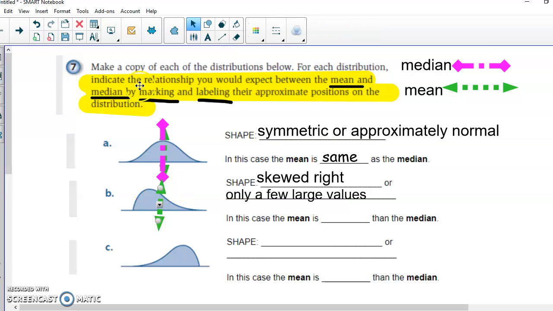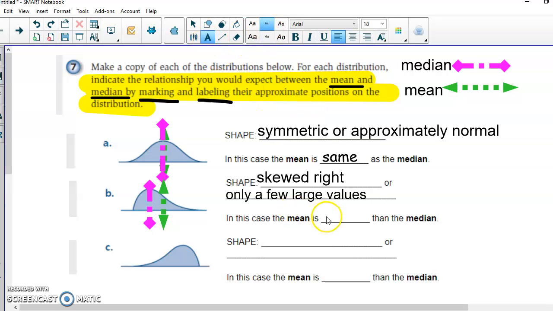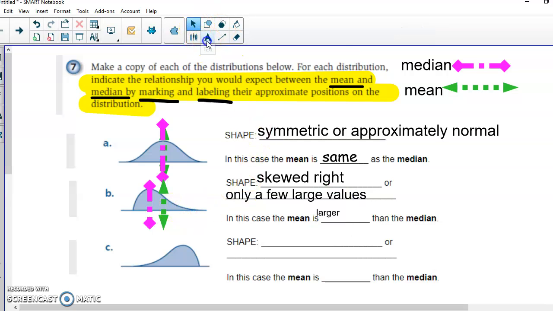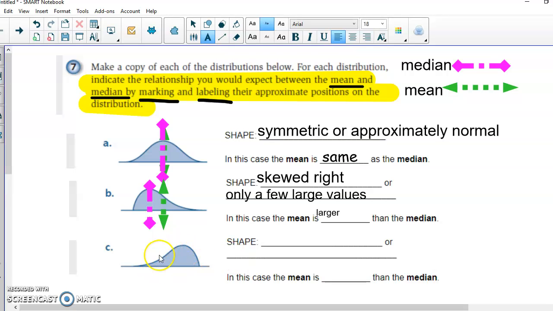So if that's the mean, the mean is going to be larger than the median. Here's the median. So in this case, the mean is larger than the median. That's because the larger values over here really pull the data and pull the average up.